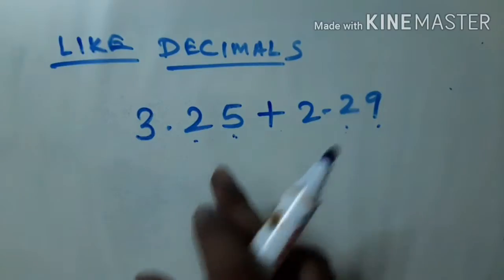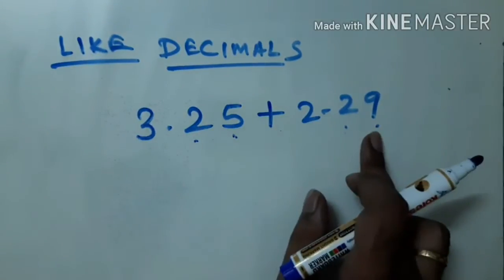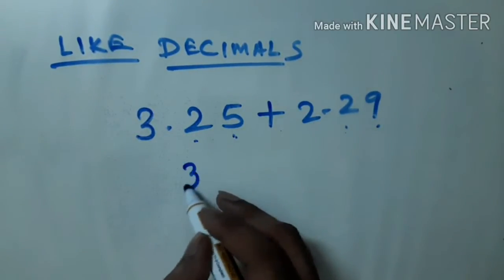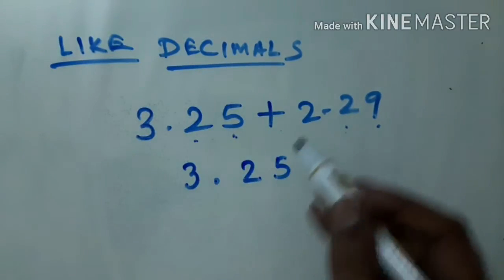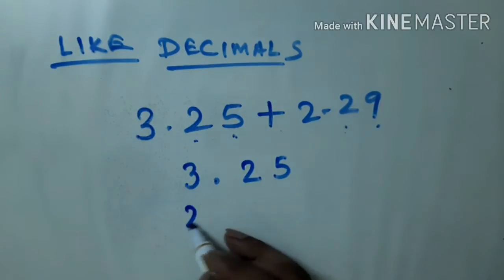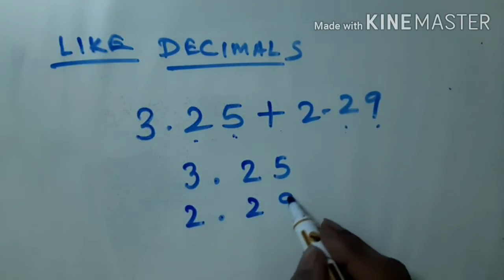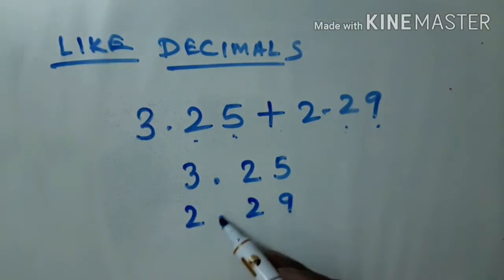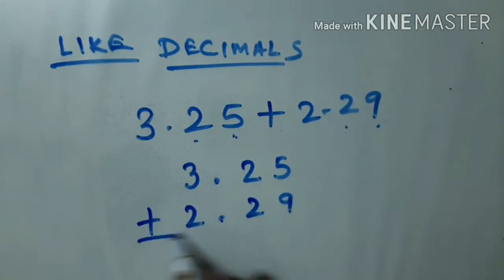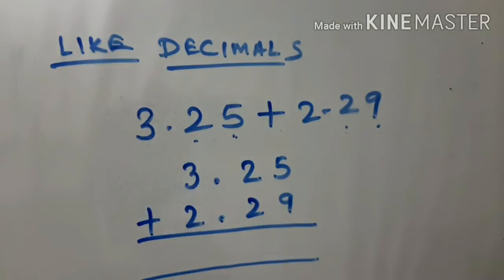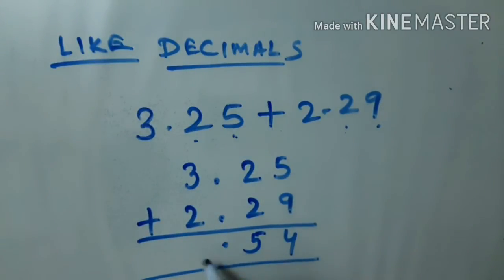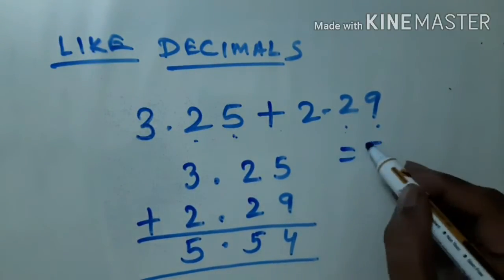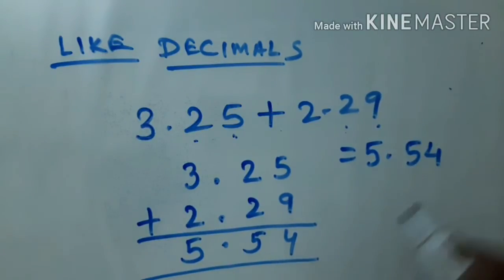So here whole number will be added to whole number and the decimal part should be added to decimal part. So let's first write it down. 3.25. Then we'll write down 2.29. So 2 is the whole number part, 29 is the decimal part. So point should be under the point and we can add it, as we are adding for whole numbers. So 5 plus 9, 14, 4, carry 1, then we will get 5, point under point and 5. So the answer becomes 5.54.